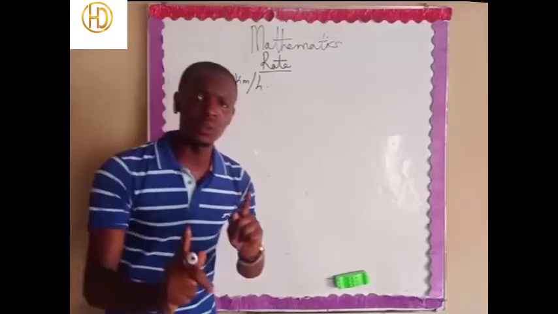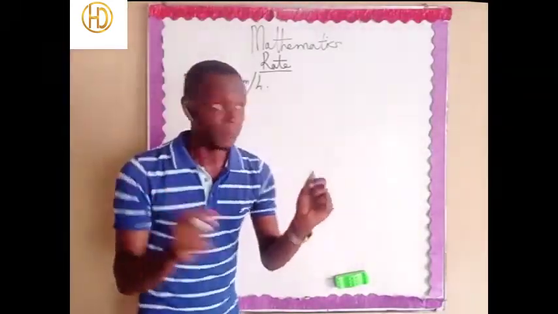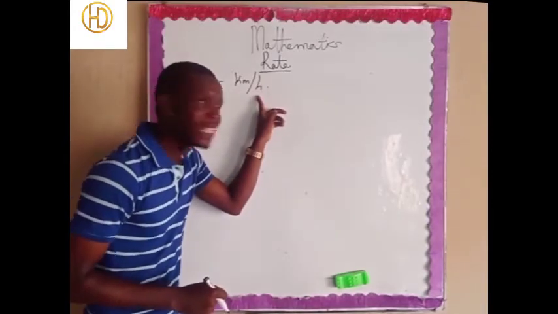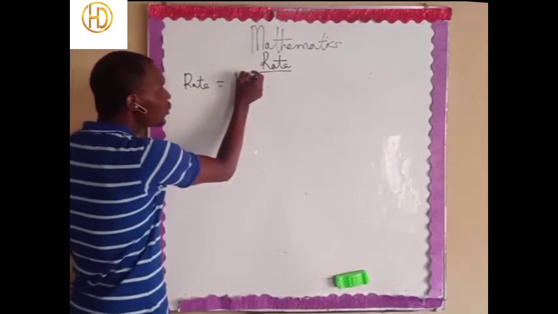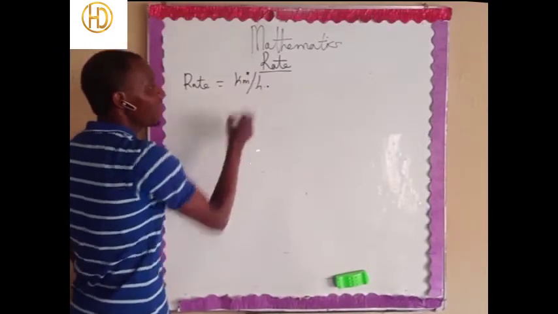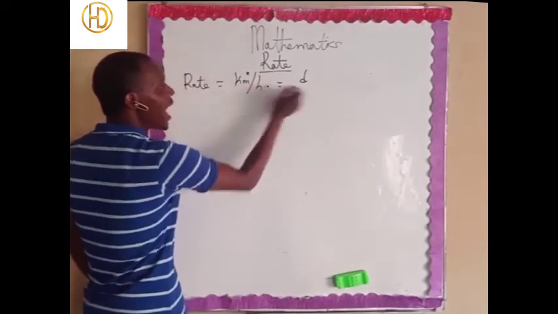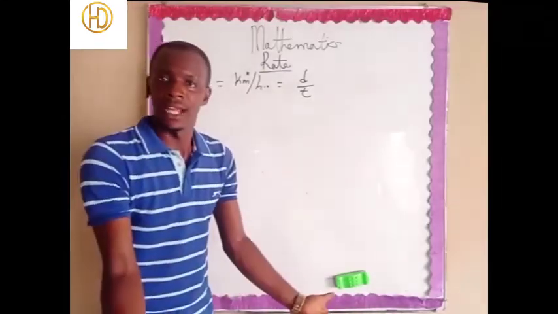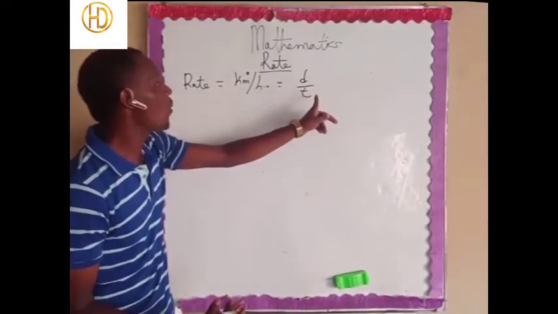If it travels 38.5 kilometers in 35 minutes. Now, the rate is kilometer per hour. That is what we are asked to find. That means we have to take note of the kilometer from the question and also the hour. Of course, we know kilometer means distance. The hour means time. That means the question is related to speed.